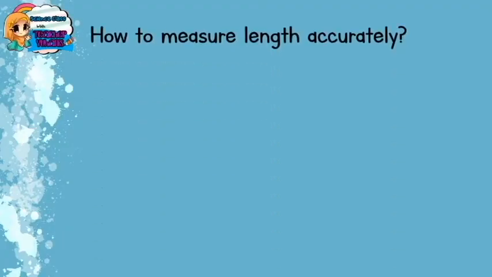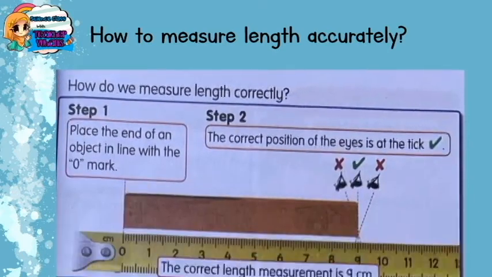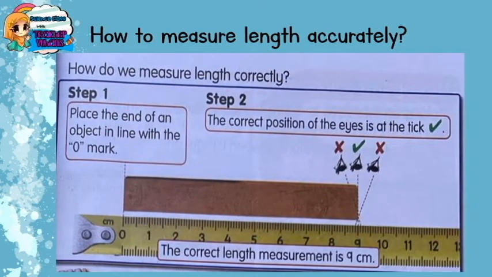Now, let's find out how to measure length accurately. How do we measure length correctly? There are two steps. The first step is to place the end of an object in line with the zero mark. This means the end of the object must be in line with the zero mark. This is the zero mark.